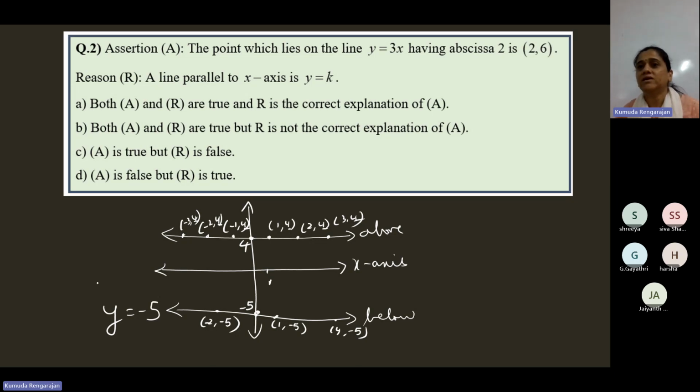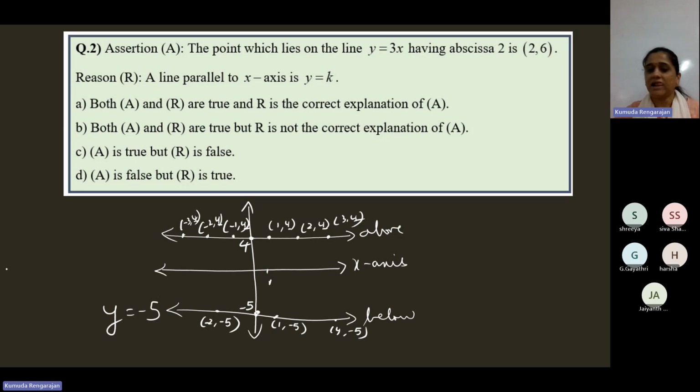So where is it located? y is equal to minus 5 is the equation of a line parallel to the x-axis at a distance of 5 units below it. Parallel to which axis? x-axis. Above or below? Below. Distance 5 units. When we say y is equal to, it's parallel to the x-axis. When we say x is equal to, it will be parallel to the y-axis. Everywhere it's the opposite.